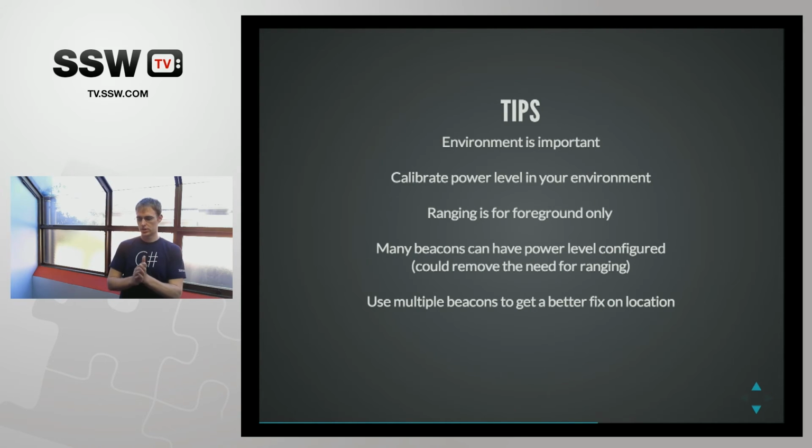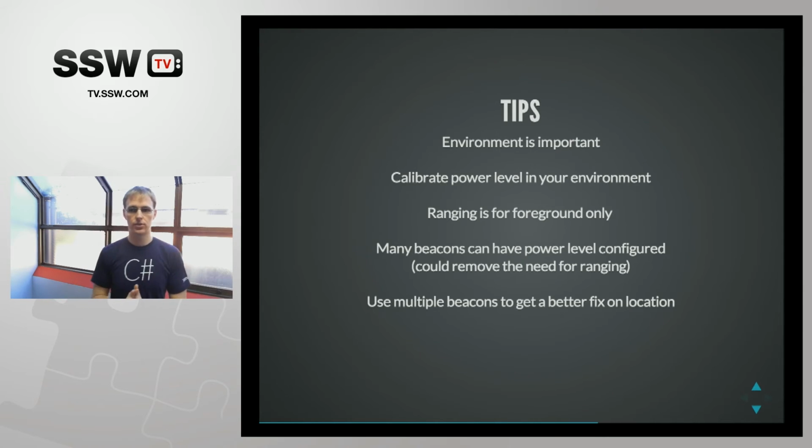Ranging, which was the one that tells me the distance away, is only for foreground apps, so you can't have the phone in your pocket walking around and detect when you come within a meter or whatever. You have to do ranging in the foreground, you can't do it in the background. So the only thing you can do in the background is monitoring, so be alerted, have your app fire up when you come within range.